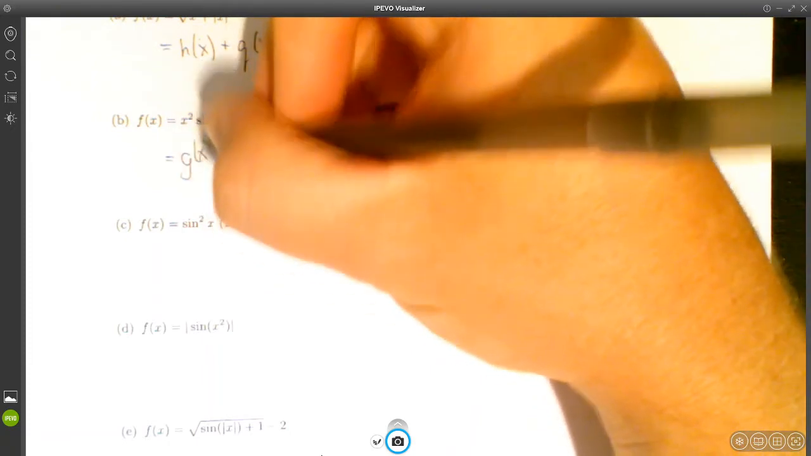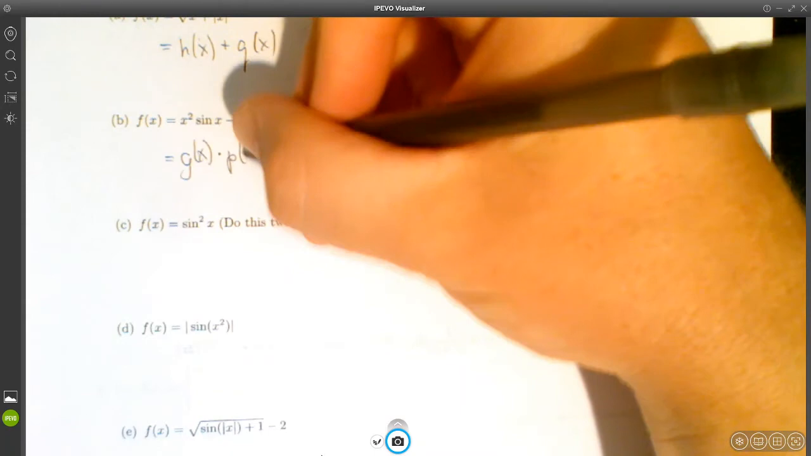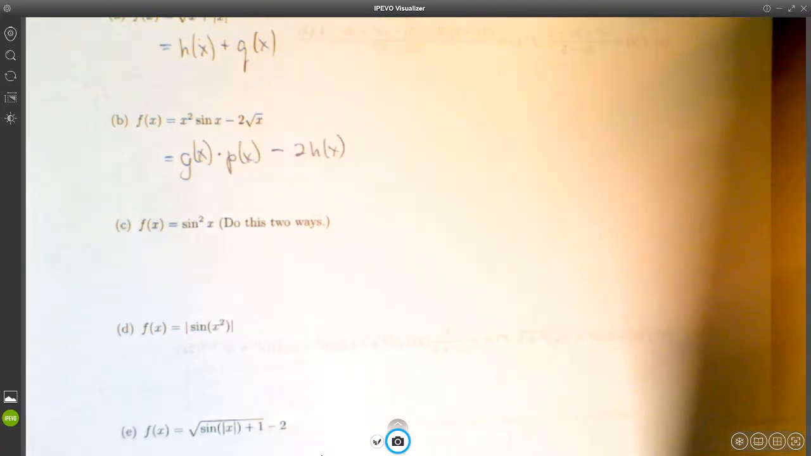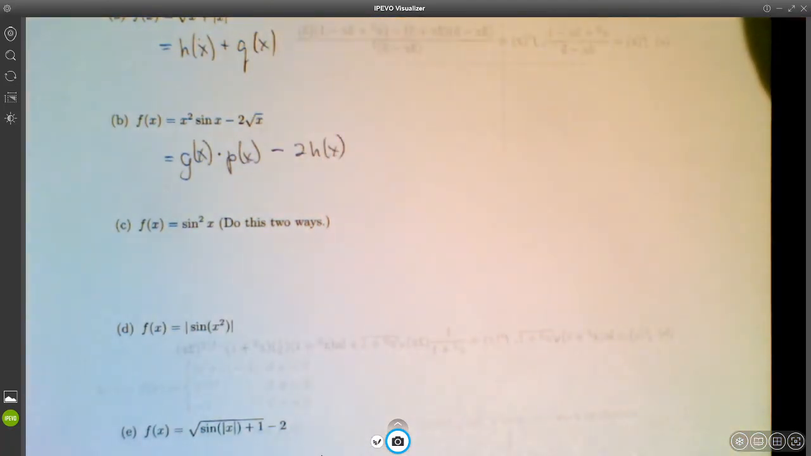g of x times sine of x, we called that p of x. So this is g of x times p of x minus 2 times the square root of x, we called that h of x, right? So it's g of x times p of x minus 2 times h of x. It should go without saying there's more than one way to do this, right?